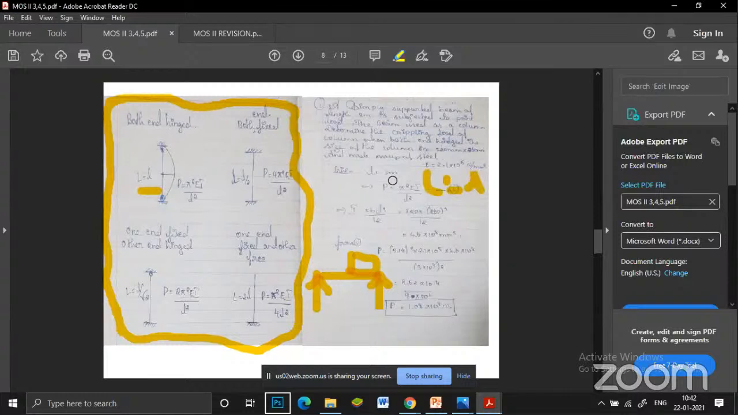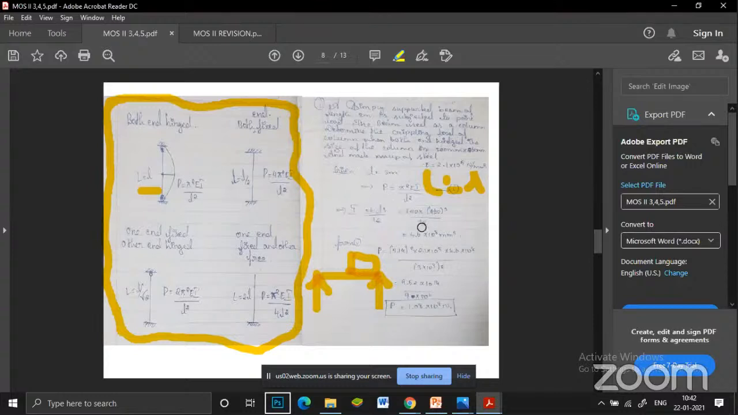Here the L value is 3. The same L value you are going to substitute. Then the pi value. Before that, for finding I, the moment of inertia, if it is a circular section you have one formula. If it is a rectangular section, you should know one formula. If it is an I section, you should know one formula. For a rectangular section, the moment of inertia is b d cubed divided by 12. For an I section, you have to know the formula.